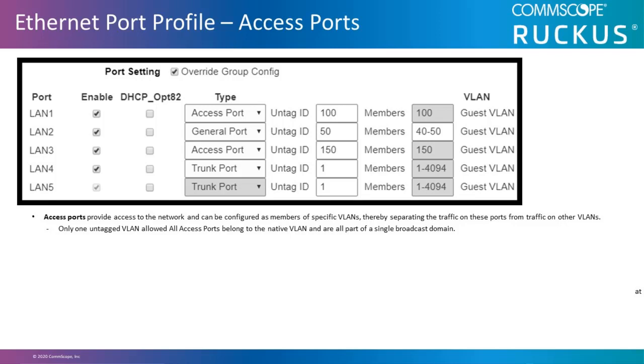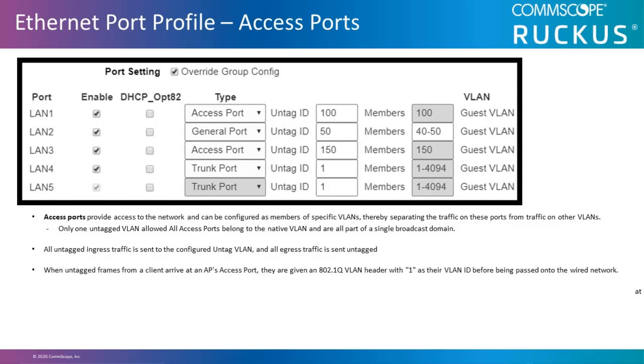This means that all access ports belong to the same native VLAN and are part of a single broadcast domain. If configured as an access port, all untagged ingress traffic is sent to the configured untagged VLAN and all egress traffic is sent untagged. When untagged frames from a client arrive at the AP's access port, they are given an 802.1Q VLAN header with VLAN 1 before being passed onto the wired network.